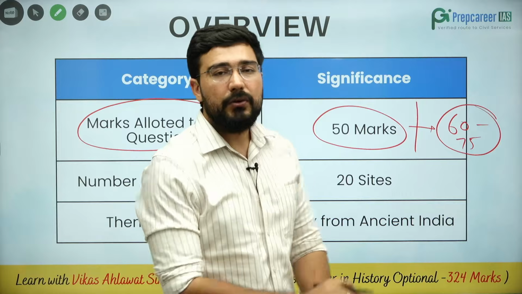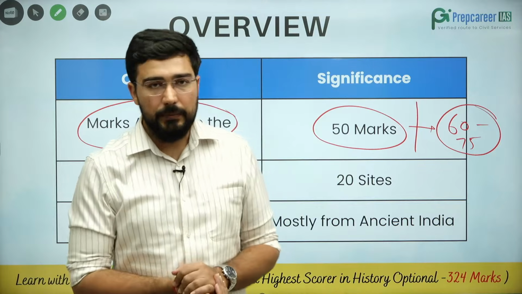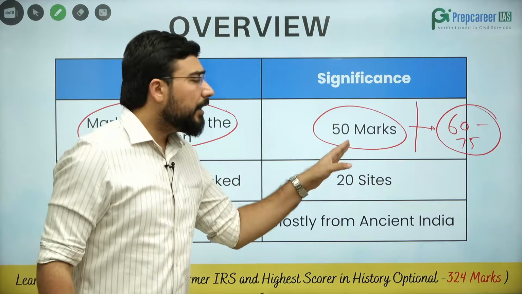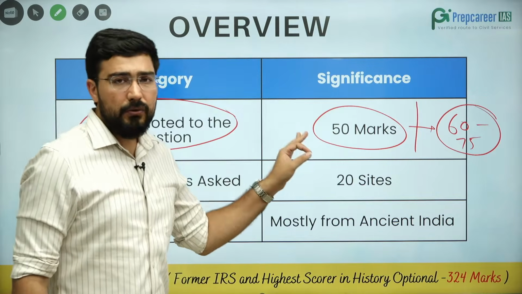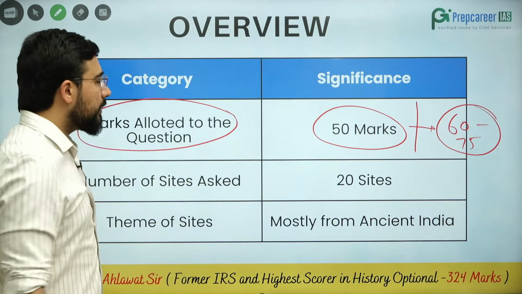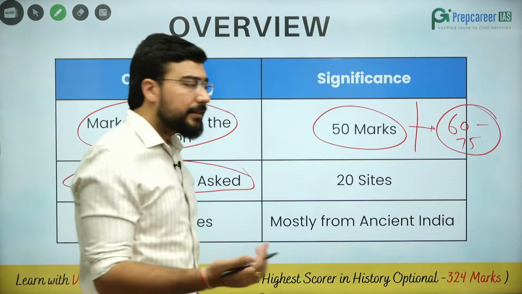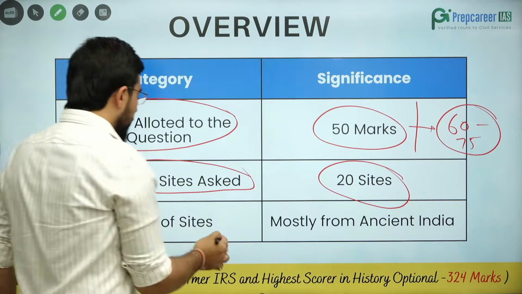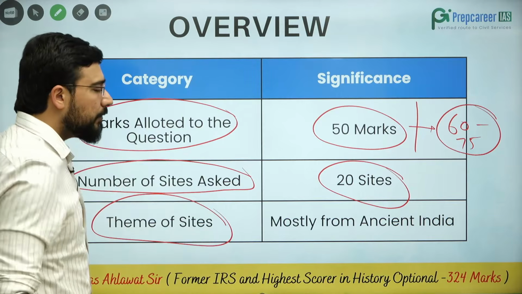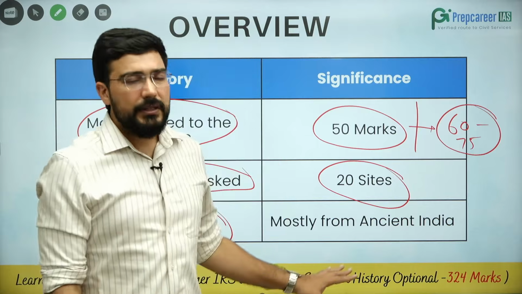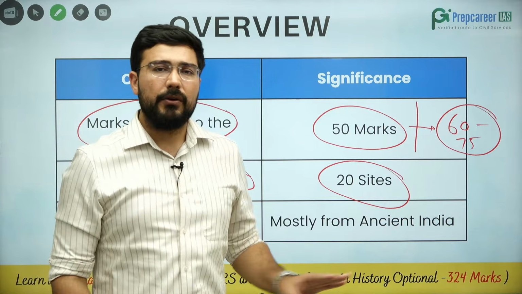Because there are so many questions in which a map is always applicable, and if we have learned how to do it, we get a lot of benefit. But if we just go to the narrow boundary of this question, it is roughly only 50 marks. Then the number of sites asked: 20 sites will be asked in this question. And finally, if I talk about the theme of these sites, like Paleolithic, Mesolithic, Neolithic, the majority of these sites are asked from ancient India only.